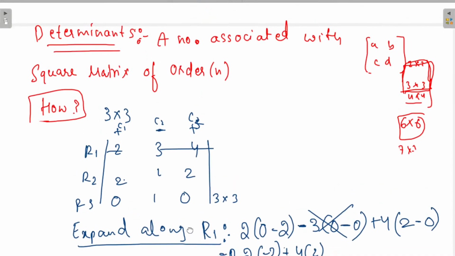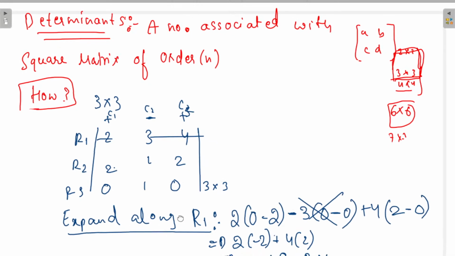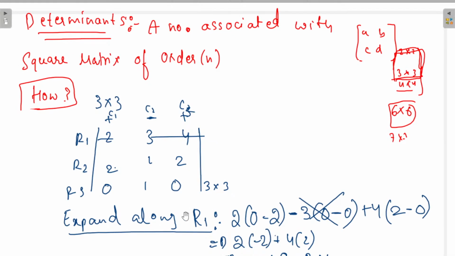How do we find the determinant? If you are clear with how to find the determinant, then it is easy to go with the properties now. We are well and good to go with properties now.